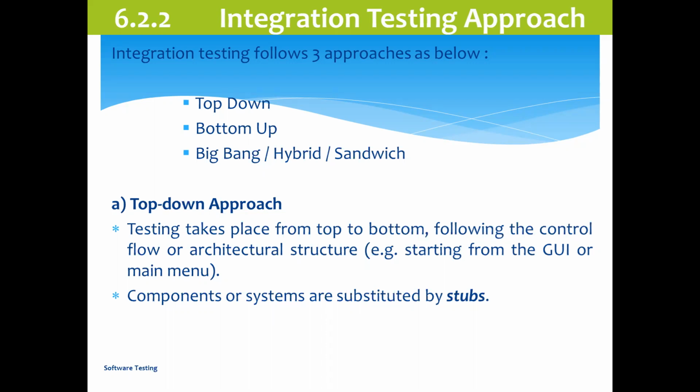The mixing of these two is called the Big Bang approach, or hybrid, or sandwich: a combination of top-down plus bottom-up. So for some requirements in that project they follow top-down. In a single project you may get 10 requirements, suppose 10 functionalities. A few functionalities they check with the top-down approach, and a few with the bottom-up approach, based on the client requirement. In that case it can be called the Big Bang approach, or hybrid, or sandwich, because combinedly it is used for the same project.